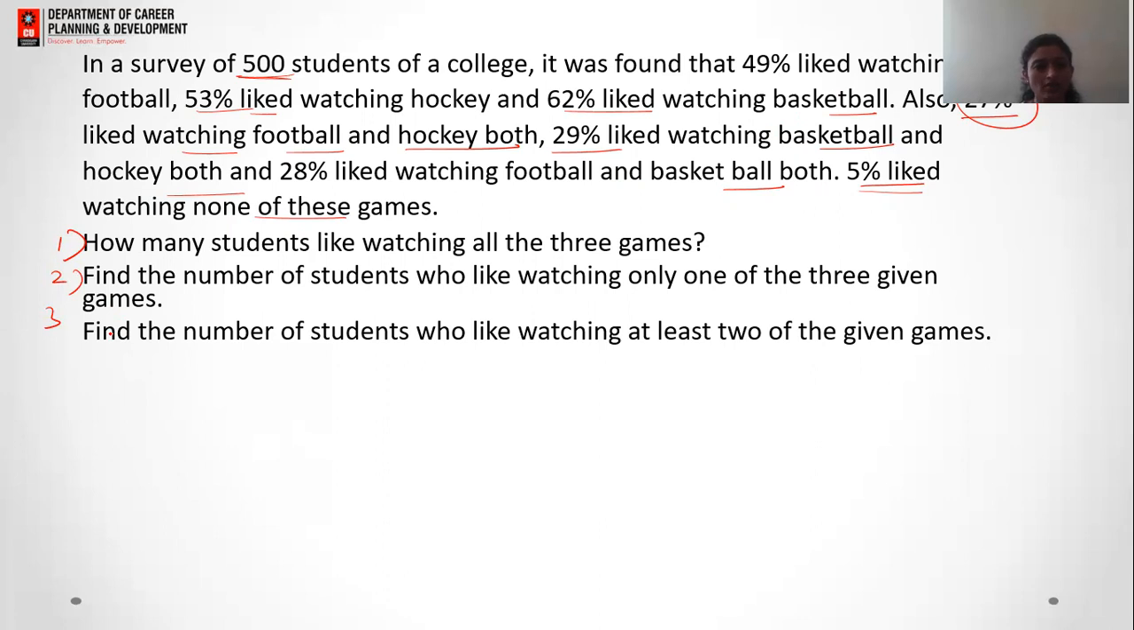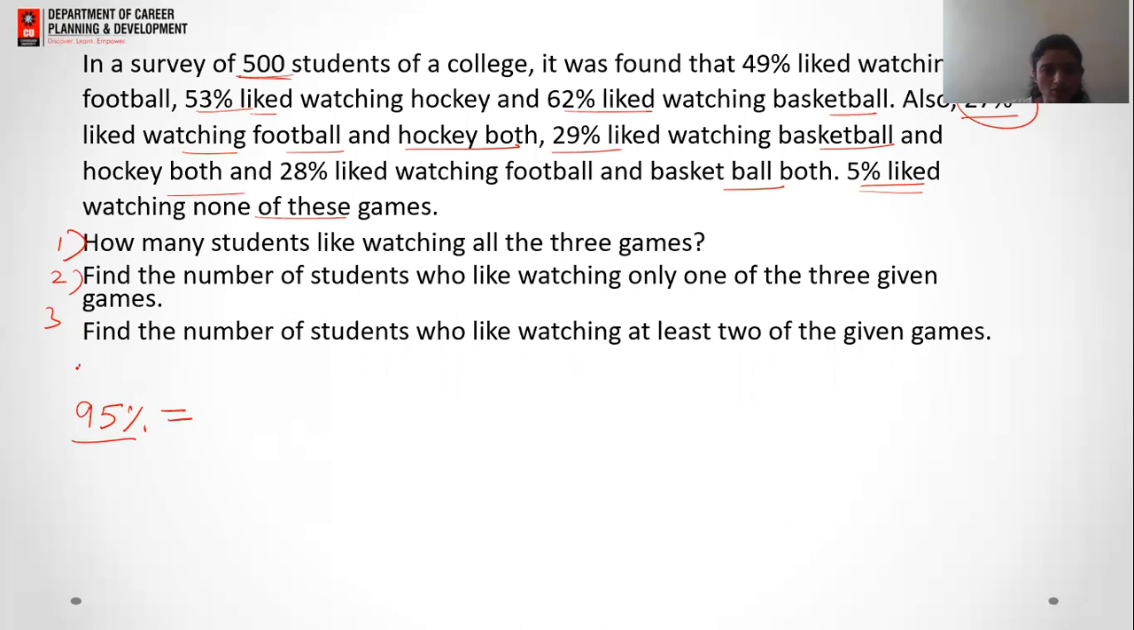So first we have to find out the number of students. As 5% like watching none of these games, how many percent of students watch at least one of the games? There are 95%. As the percentage sign is there, we are assuming the total students as 100. So out of 100, if 5% like watching none of these games, 95% watch at least one of the games.